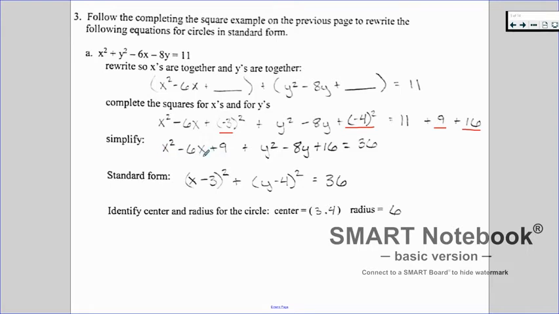So as we simplify, we get x squared minus 6x plus 9, and y squared minus 8y plus 16. And as we add all these together, I get 36. Finish it off. I factor that, and I factor that. So that's x minus 3 squared plus y minus 4 squared. So my center's at 3, 4, and the radius is 6.